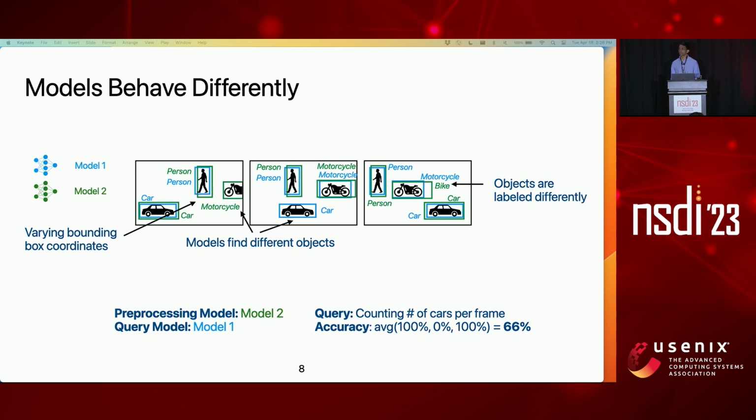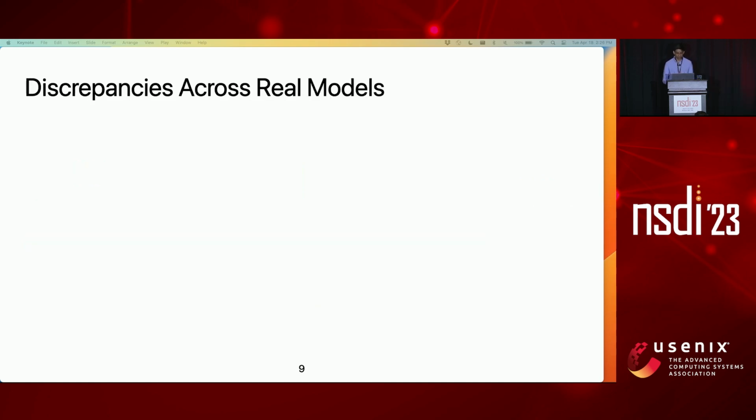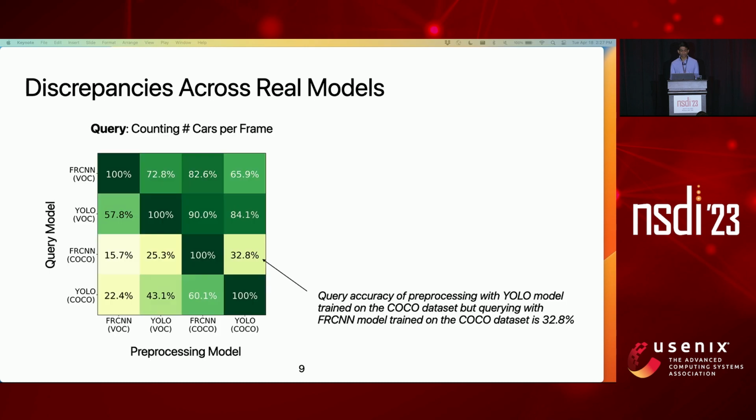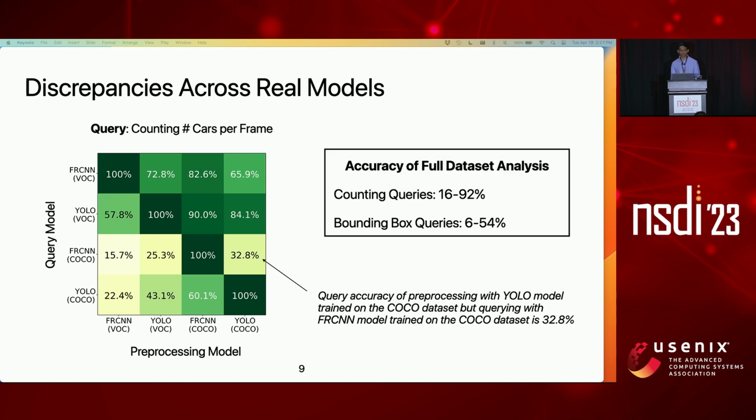To understand how this arises in the context of real images and models, we performed a study. We collected a number of different machine learning models that varied on their training dataset, their model architecture, or both. And we find that even from a subset of our results, a mismatch of the model used for pre-processing and the query model can result in accuracies as low as 16%. This happens when you vary just the dataset or just the architecture as well. And we find this to be true across our entire dataset for different objects of interest and types of queries.